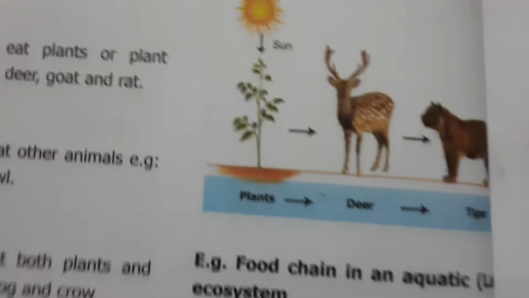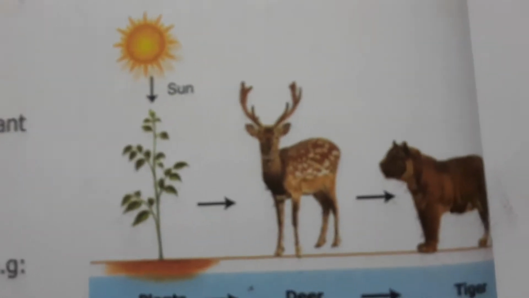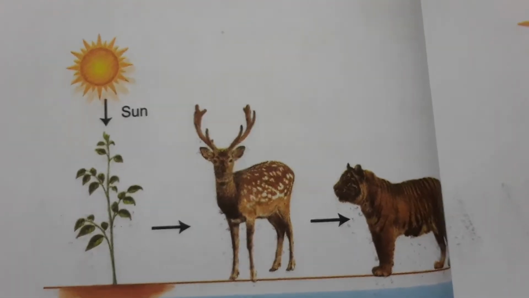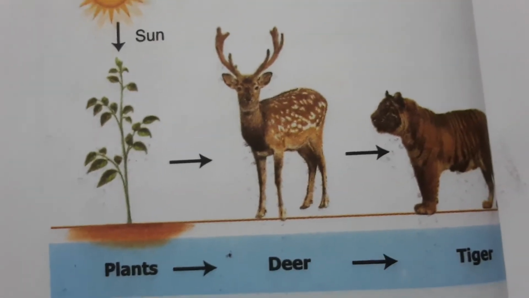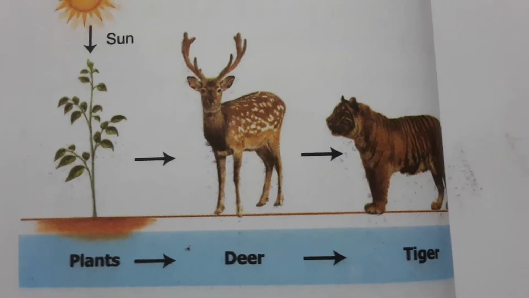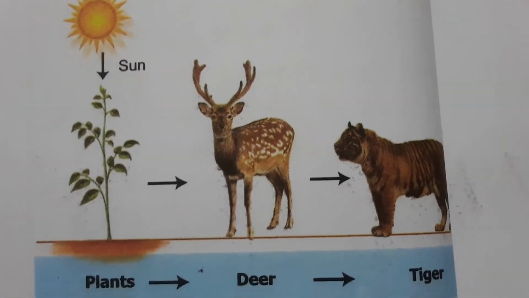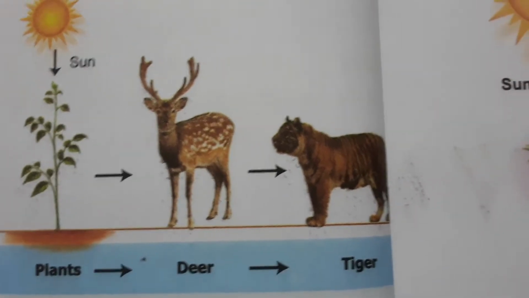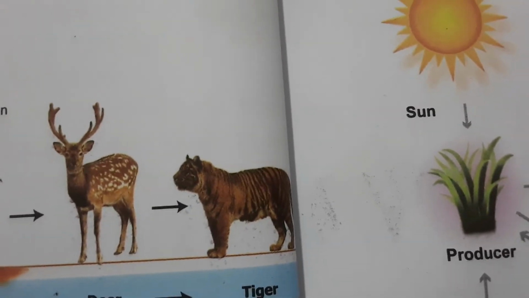And food chain is nothing but the energy flow from one to another. For example, here the solar energy is converted into a food source by the plants. So the plants are eaten up by the deer, and the deer is again eaten up by the tiger. In this way, the energy from the sun flows through the plant and deer, and finally it reaches the tiger. This is the classical example of a food chain.